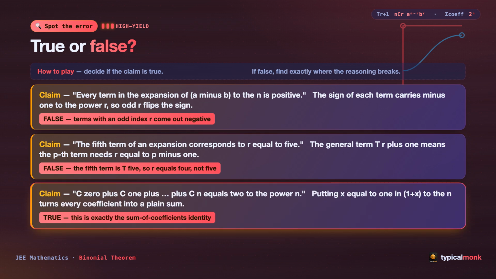Third claim, C0 plus C1 plus, and so on, up to Cn, equals 2 to the power n. Check the rule. Putting x equal to 1 into (1 plus x) raised to the n turns every coefficient into a plain sum on one side and 2 to the power n on the other. This one is true, exactly as stated.